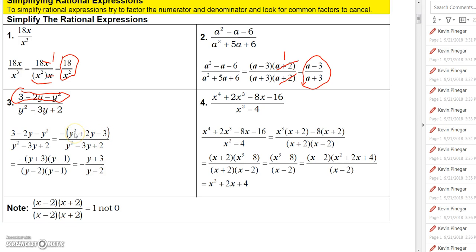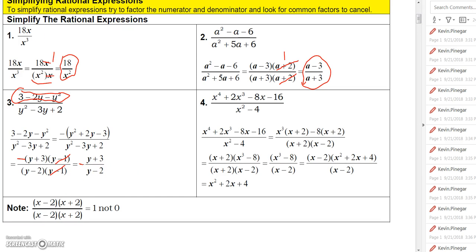Now I can factor the y squared plus 2y minus 3. That factors into y plus 3 times y minus 1. And I still have the negative 1 factor right here. And then in the denominator, I can factor the y squared minus 3y plus 2 into y minus 2 times y minus 1. And then I know that y minus 1 over y minus 1 is just 1. And so this is just minus the quantity y plus 3 over y minus 2. So I can write it like that.